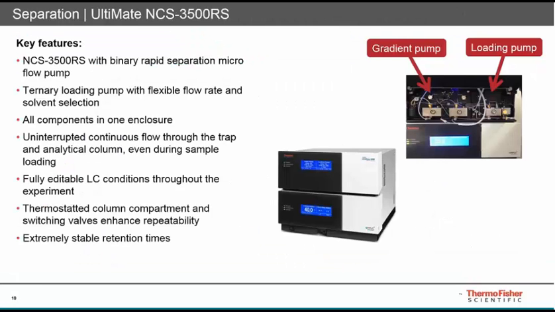Let's have a closer look at the pump setup. We're using the Ultimate NCS 3500 RS pump or module that actually combines the binary high pressure gradient pump shown here on the left and the ternary low pressure micro pump as a loading pump shown here on the right. Also, the column compartment is included in this one enclosure. However, this column compartment is not used in the HDX setup because the columns are all placed in the cooling chamber as part of the HDX PAL autosampler.